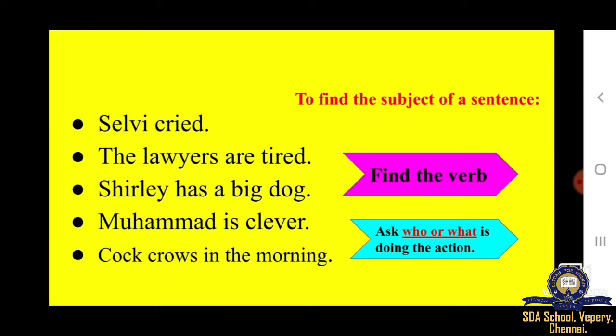And next sentence, cock crows in the morning. Cock crows in the morning. So here in this sentence, what is the verb? Yes, crows is the verb. So children, if I ask question like who crows in the morning or what crows in the morning, then the answer is cock. So here cock is the subject.